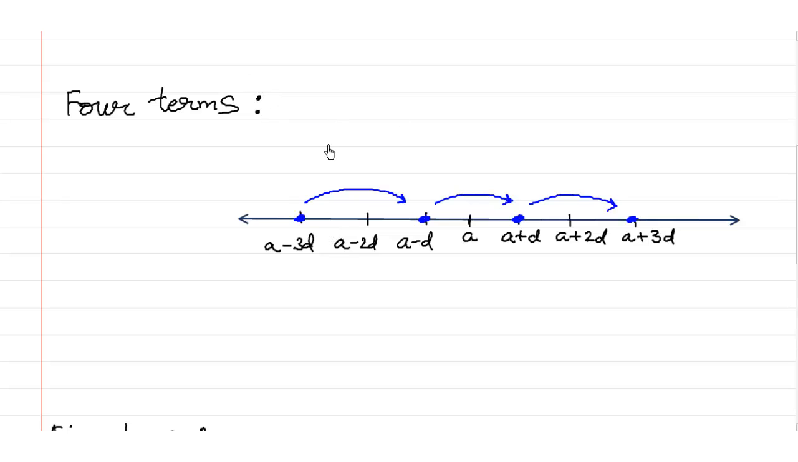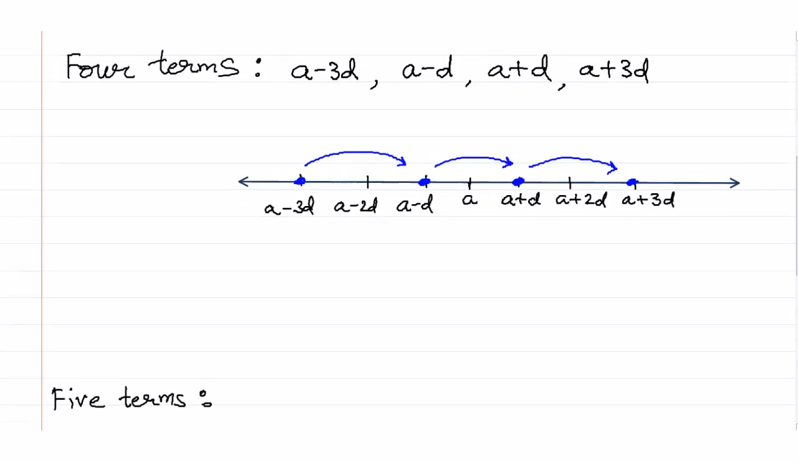So the four consecutive terms in an AP would be: the second term would be A minus D, the third term would be A plus D, the first term would be A minus 3D, and the last term, the fourth term, would be A plus 3D. This is a special case.